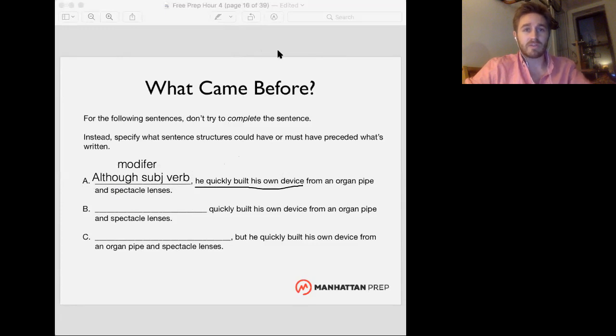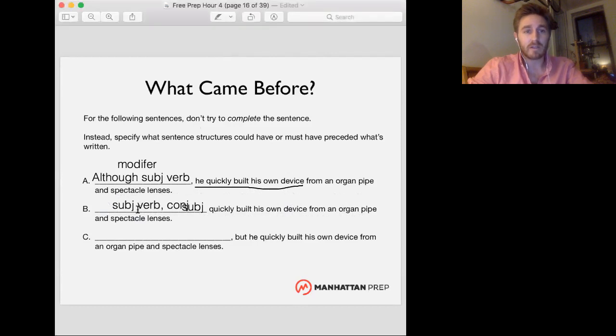B, someone mentioned this. I need a noun. I need a subject. Someone quickly built his own device. So I need a subject for that. Now maybe I might have subject verb, comma, conjunction, subject verb. That's a possibility. Could have something like that. But I definitely have a subject. That's got to be there.